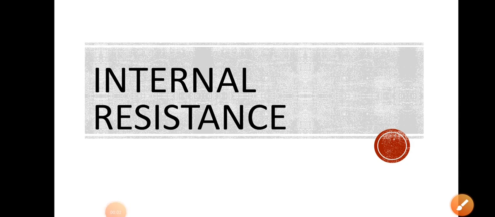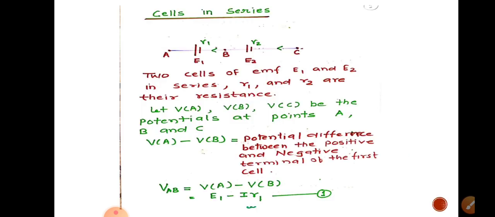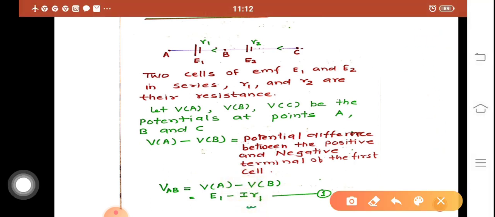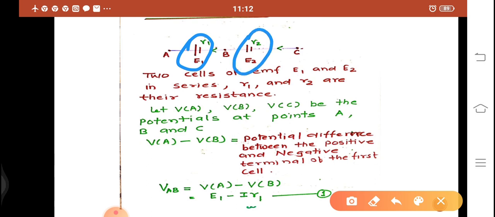Hello student, today we will discuss internal resistance and how they are used in grouping of cells, that is series combination of cells. So let us consider one cell. Here we have cell 1 and cell 2, and they are connected in series.